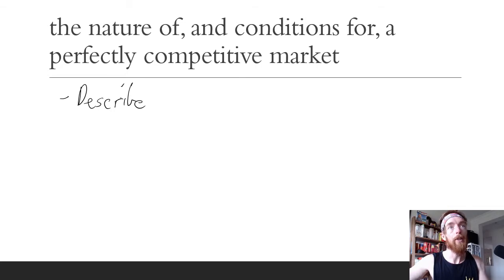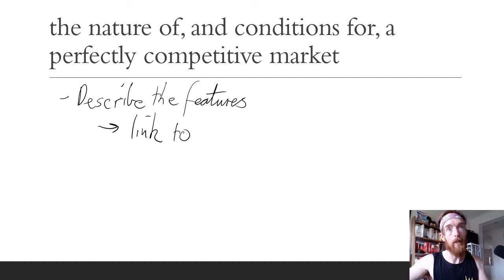And usually it's going to be describe the features and talk about how that leads to increased efficiency. So link to increased efficiency.